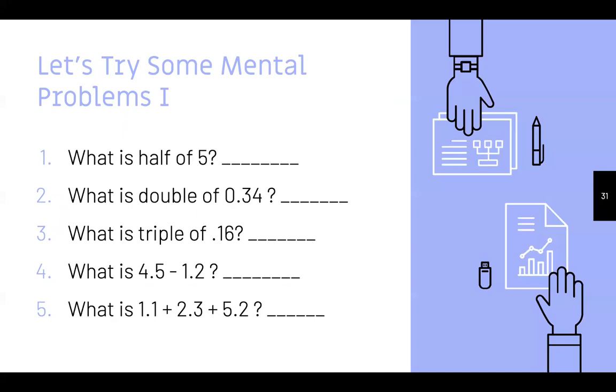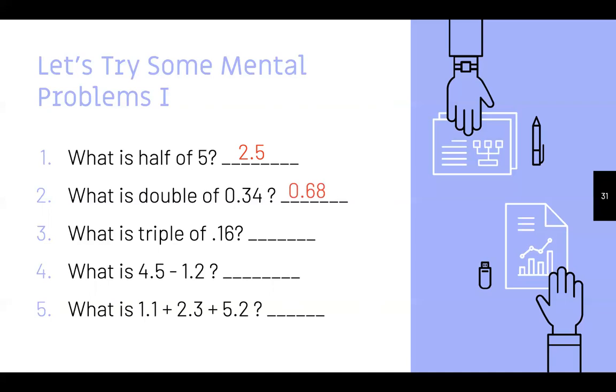So the first one, what is half of 5? Well, if you're looking earlier, half of 5 is 2.5. We're doing 5 divided by 2. What is double of 0.34? Multiply by 2. 4 times 2 is 8. 3 times 2 is 6. So the answer there would be 0.68.